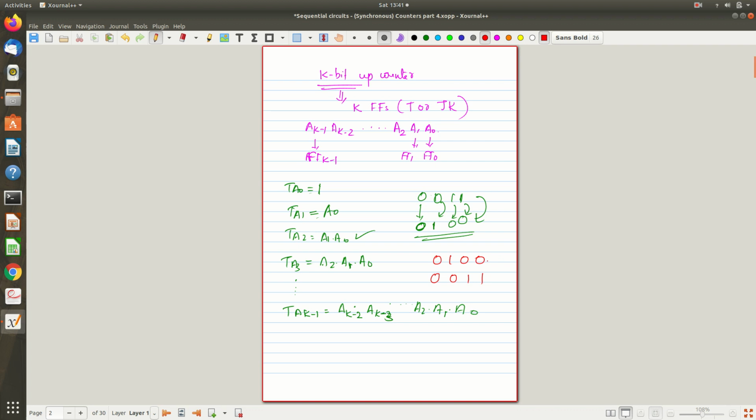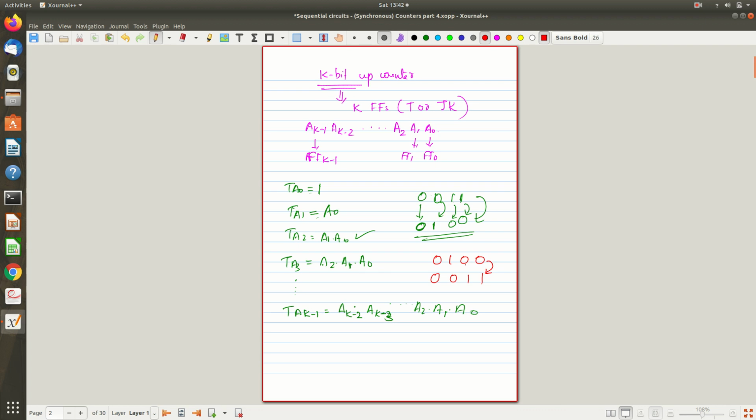As usual, the least significant bit should toggle always. Now what about the next bit? The next bit will toggle only when the bits following it are all 0. The rule for up counting is that the bits following that particular bit should all be 1, which lets that particular bit toggle. Here, the bits following this particular bit should be all 0, and only then will this bit toggle.